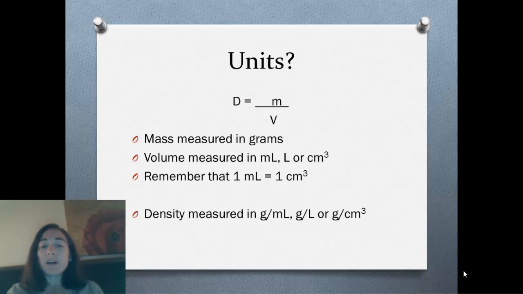And as you look at the bottom of this slide, it's there. Density is measured in grams per milliliter, grams per liter, or grams per centimeter cubed. And the per part of that answer is the divide part of the formula for density.